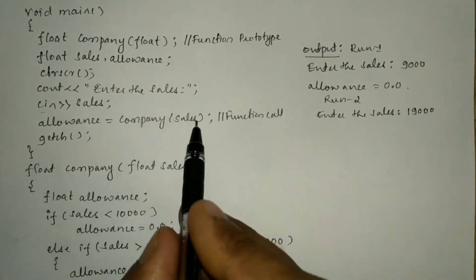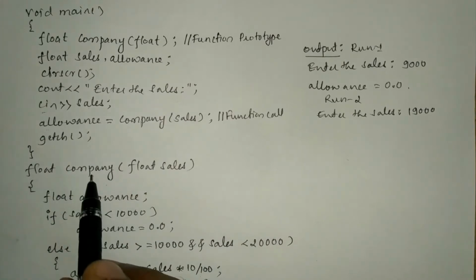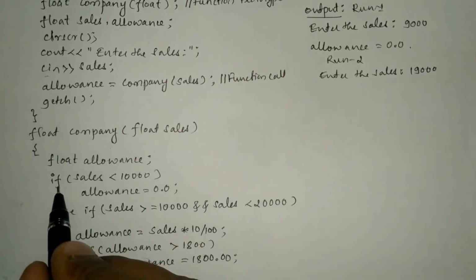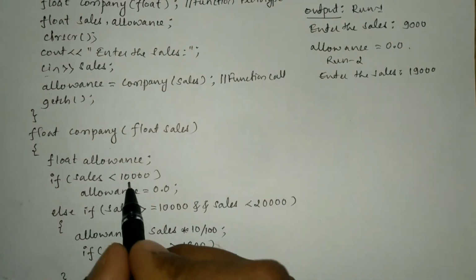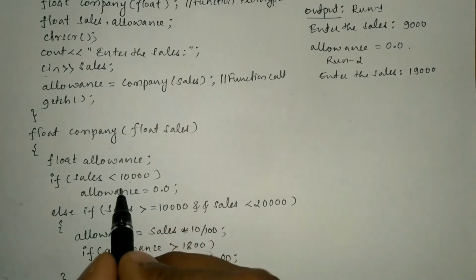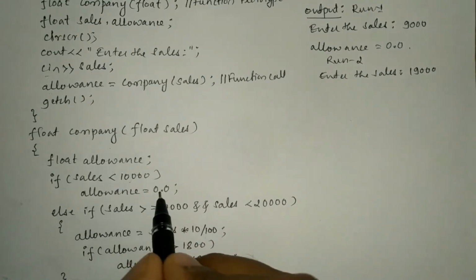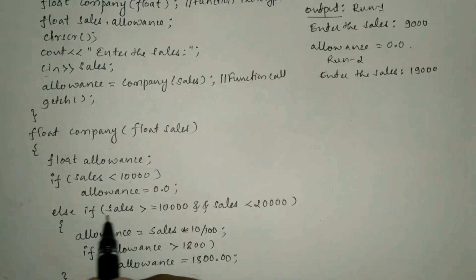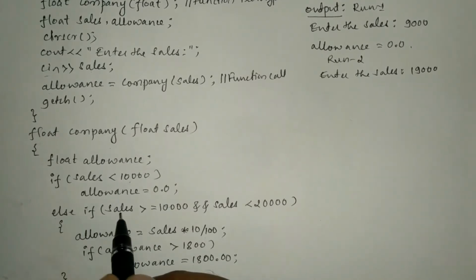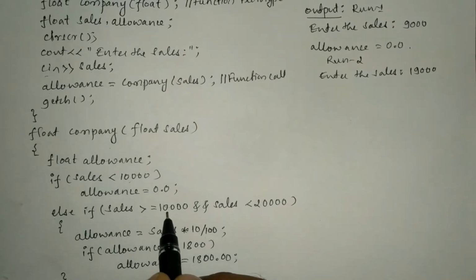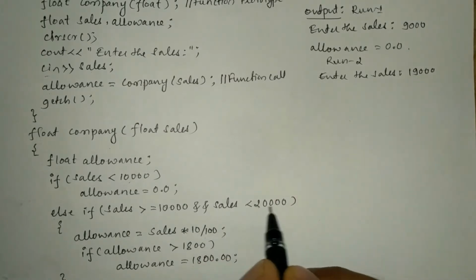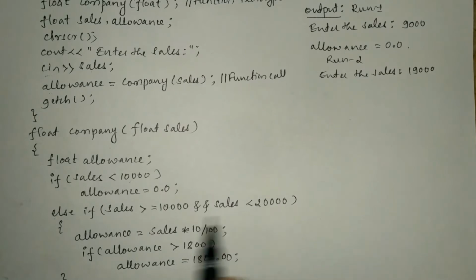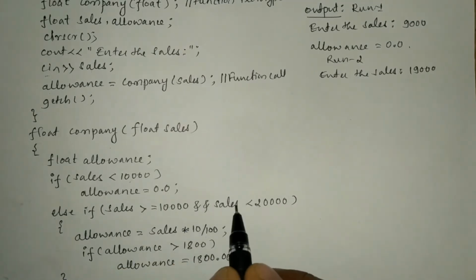When the compiler encounters this function call, control transfers to the function definition, and it is going to check if sales is less than 10,000. So what is the value of sales here? 19,000. Is 19,000 less than 10,000? No, condition fails. Once this condition fails, then this particular statement will not get executed, and it is going to check the next condition. Second condition is what? Else if sales is greater than or equal to 10,000. Yes, 19,000 is greater than or equal to 10,000. And sales, that is 19,000, is less than 20,000. Yes, this is also true. True and true always returns true.